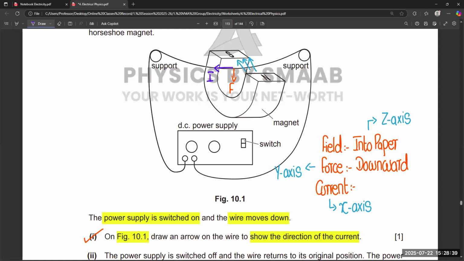So if you try using your left hand rule to identify this direction, you will observe that you are getting the same direction of electric current towards the left hand side. I also shared the orientation picture of this left hand rule. From that you can get an idea how to arrange the left hand rule according to the scenario given in the question.